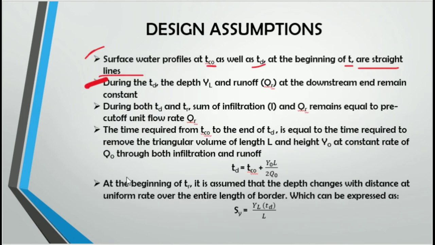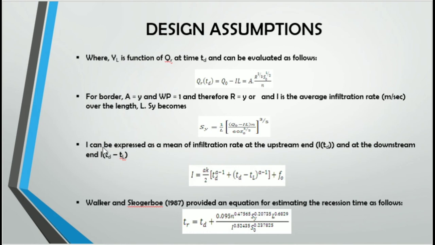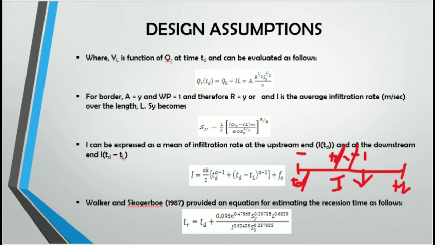And I can be expressed as the mean of the infiltration rate at the upstream, during the depletion time, and at the downstream, so I of TD minus TL. So let's say, for example, this is the field. The depletion time, TD, is over here, and this is TL. At the upstream, I is equal to TD, and at the end, the infiltration will become TD minus TL.